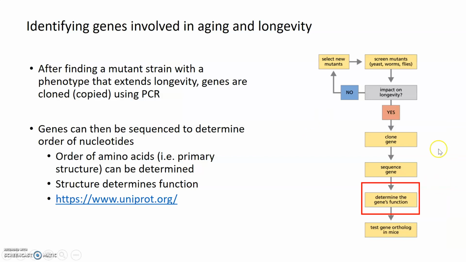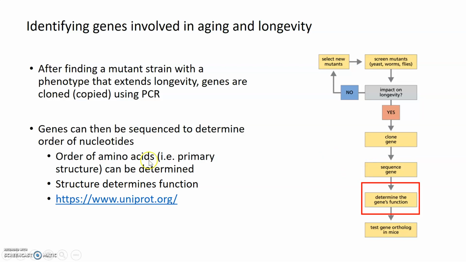And so after you've screened through mutants, and they definitely have impacts on longevity, you've cloned the gene, you've sequenced it, you then can make some predictions about, one, the sequence of amino acids, as well as the structure of that particular protein encoded by the gene. And so there are programs that can be used to basically translate the sequence of amino acids in this gene.